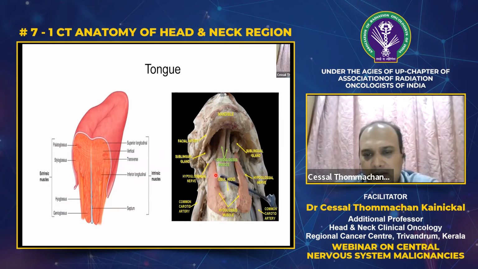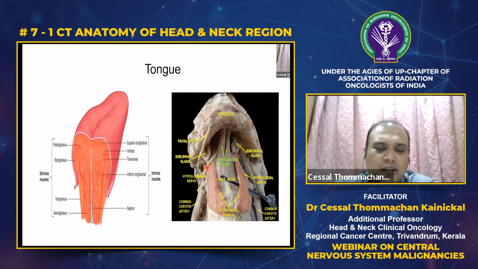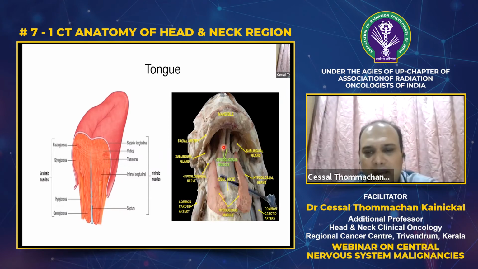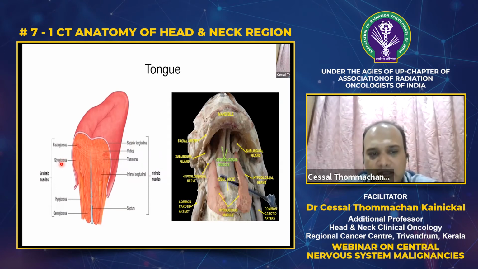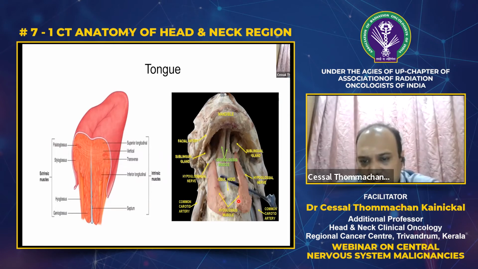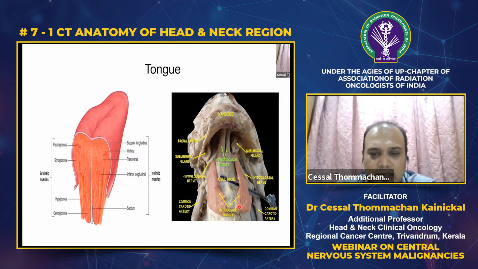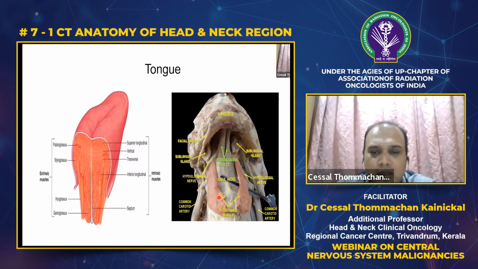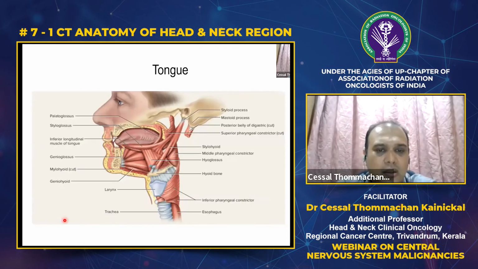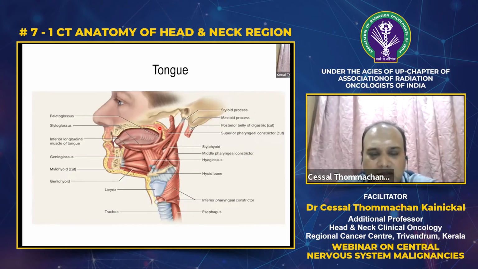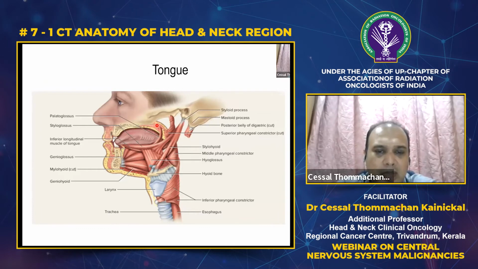The other muscle is the hyoglossus muscle, and these are the two muscles which we can clearly make out in MRI. You will not always be able to see the styloglossus muscle. Palatoglossus I have told you earlier. The hyoglossus muscle arises from the hyoid bone and is inserted into the lateral surface of the tongue. So these are the extrinsic muscles of the tongue. This is the palatoglossus, which arises from the palatine aponeurosis and is inserted into the tongue.